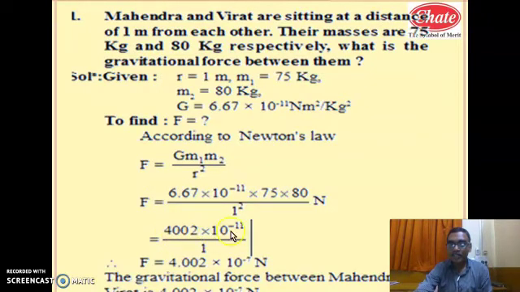4002 into 10 raised to minus 11 upon 1 square, which is 1. Here F equals, shifting the decimal between 4 and 0, we get 10 to the power plus 3, and plus 3 and minus 11 leave 10 raised to minus 7 by laws of indices. So the force between Mahendra and Virat will be 4.002 into 10 raised to minus 7 Newton. This is the gravitational force between Mahendra and Virat.